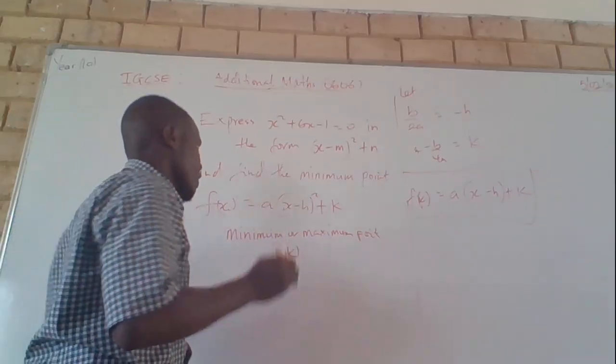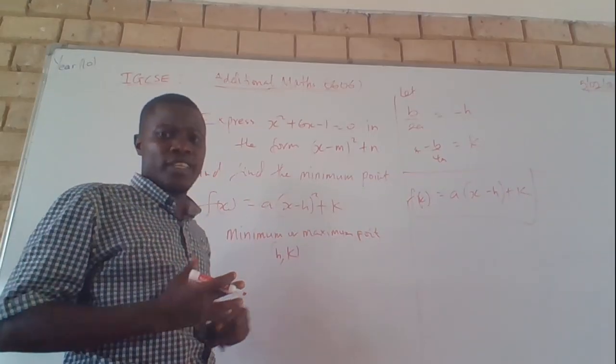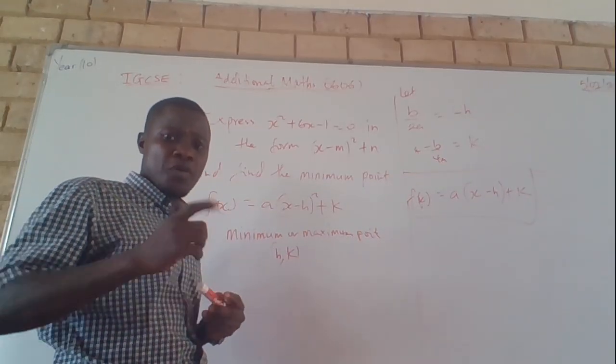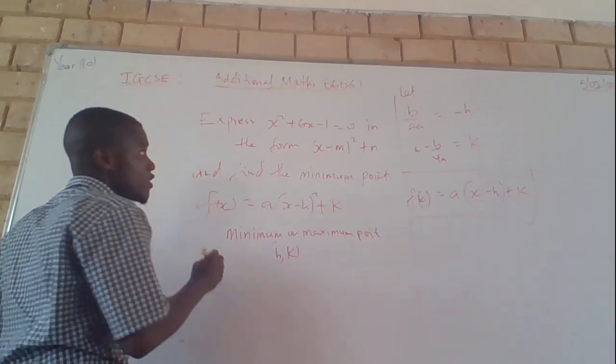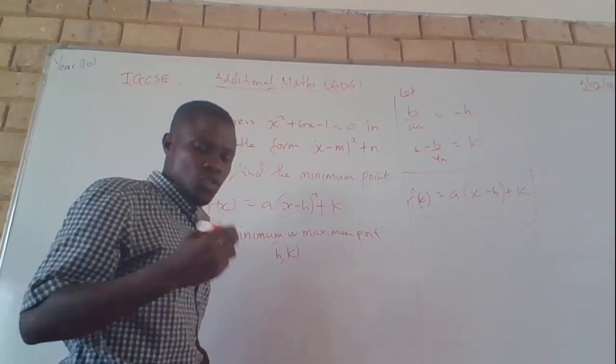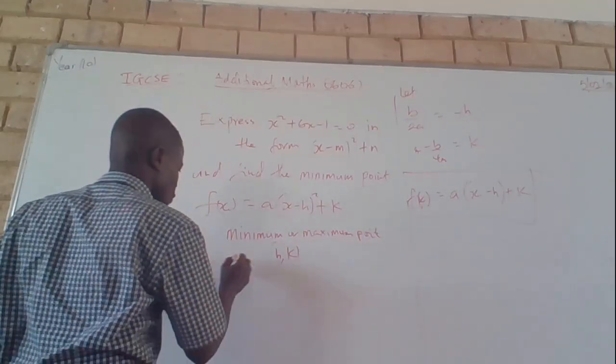So let's do this one quickly. We have two renowned ways of doing this, so bear with me, I'm going to do the two all together. The first one is the standard method of completing the square. Let's do that one. So, solution.